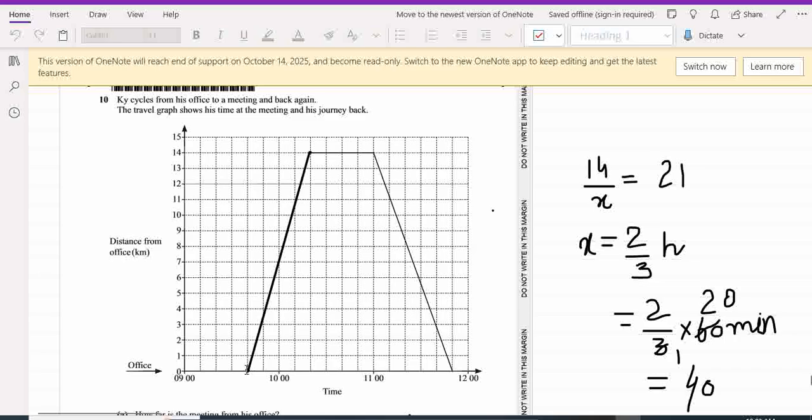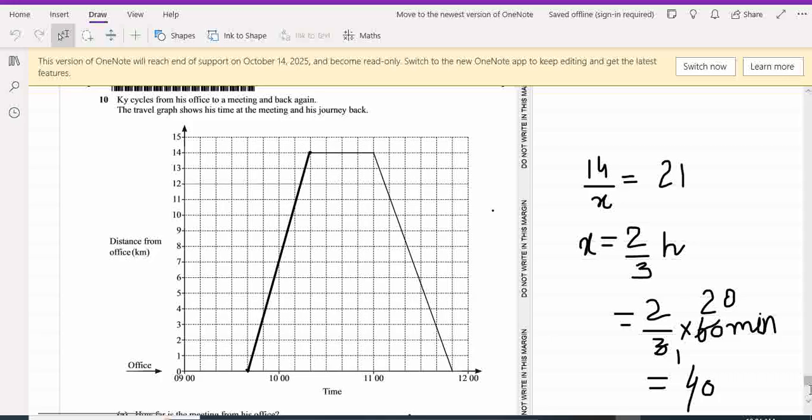This is his office. She started from this time. So I put a straight line, because it's constant speed, from this point to the end point when she is at the meeting. This line will show his traveling from office to the meeting, and we have completed the travel graph. That's it.